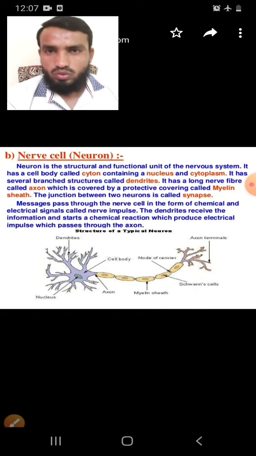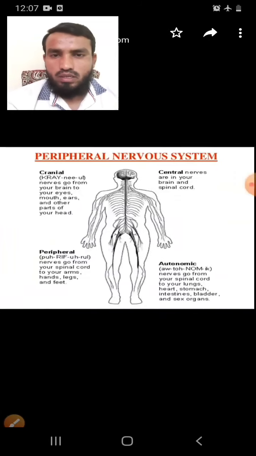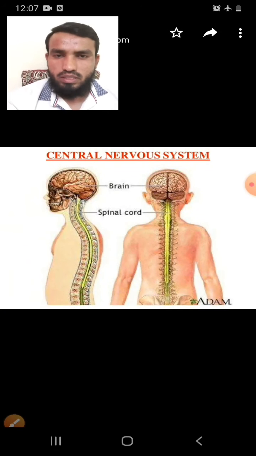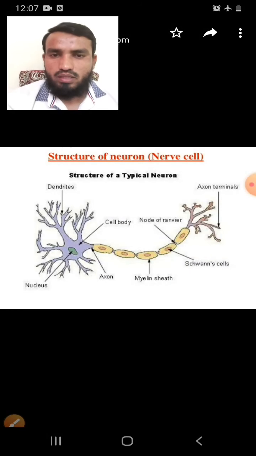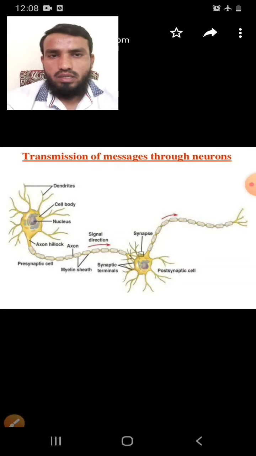I request all the students attending this class to write down the important points and draw the diagrams where necessary. In the homework, draw a diagram of the neuron and write down what stimuli is, what is meant by coordination, what the nervous system is, how it is divided into the central nervous system and peripheral nervous system, what CNS and PNS are, and how the impulse is made in the first cell of the neuron and then travels from one neuron to another. Write these points in your notebooks.